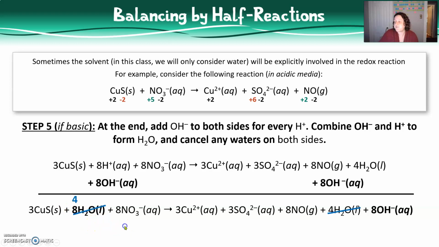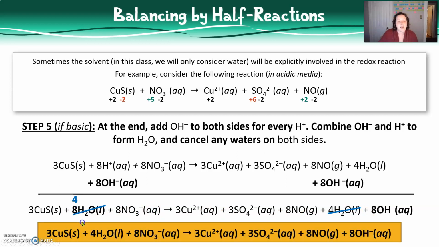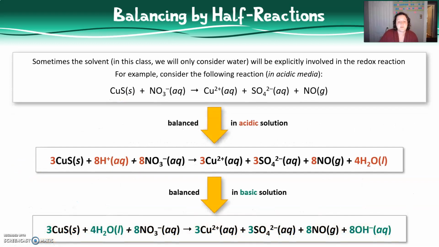And this leads to 4 water molecules on the product side canceling out with 4 of the 8 water molecules on the reactant side, leaving us with a balanced reaction in basic solution where there are no longer hydrogen ions in the reaction, but hydroxide ions, as an excess of hydroxide ions would be present in a basic solution and therefore available to be involved in the reaction. So, take some time to appreciate the progression of this reaction from its unbalanced form to being balanced in acidic solution and then balanced in basic solution, and note the differences in the reactions.